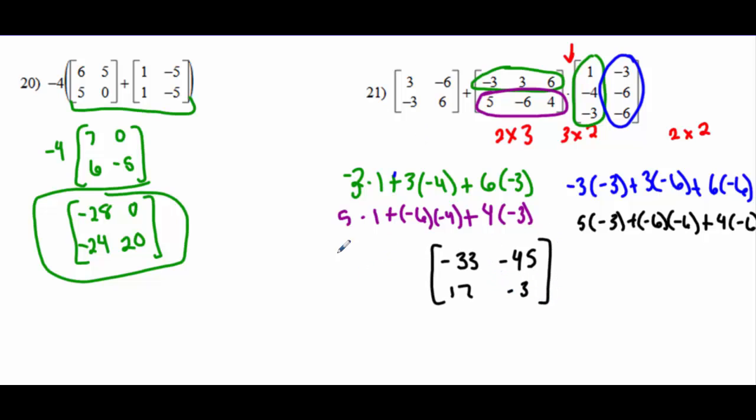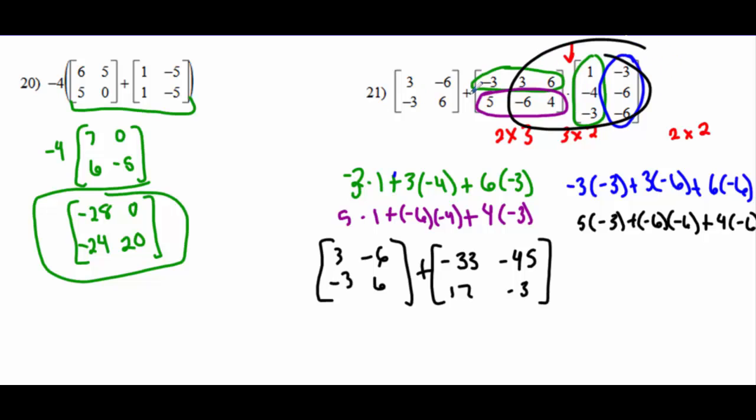And so now I come back and have to add that with the first matrix that we just left alone. Because if I multiply these two together, we're still adding it to the first matrix. So when I add, I do each element together. So 3 and -33 is -30. And then -6 and -45 is -51. Then 14, then 3. And that's it, we're done.